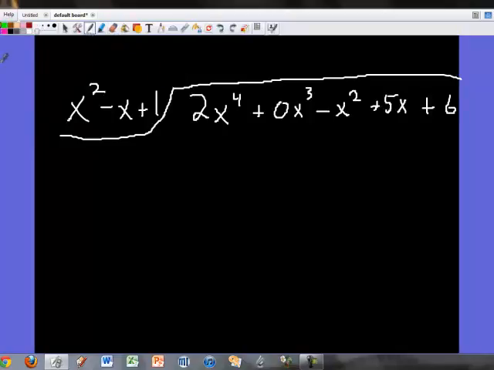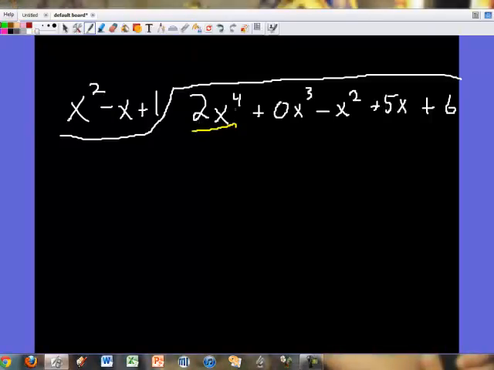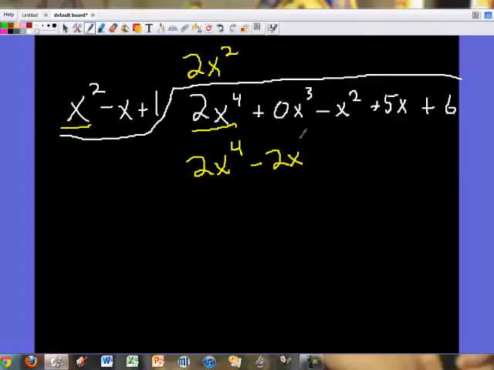So now this problem may look a little bit worse, but believe it or not, it's actually a little bit easier. Well, sort of, ish. So again, first term. So 2x to the fourth divided by x squared. That gives you 2x squared. Multiply. Multiply again. Multiply again.